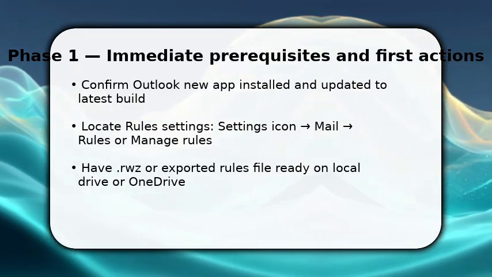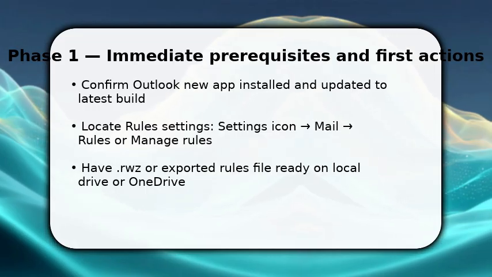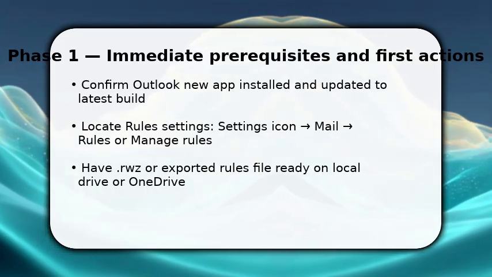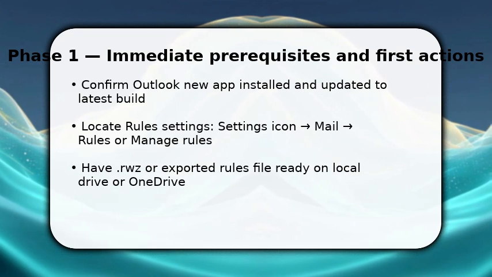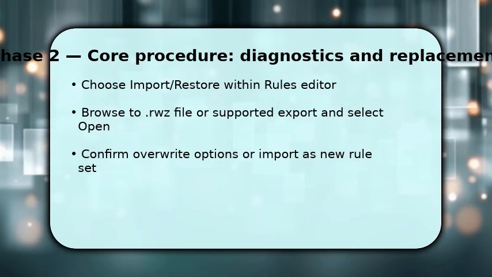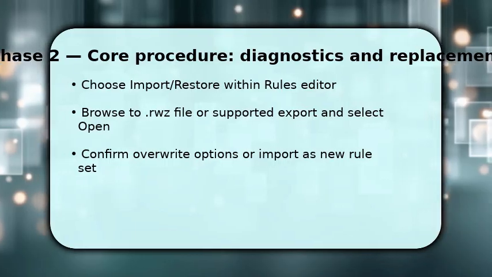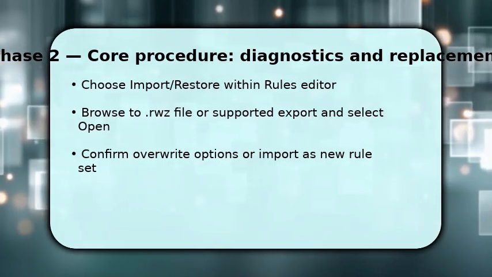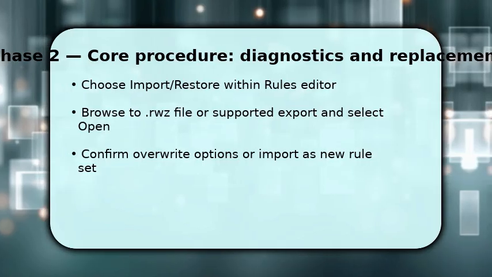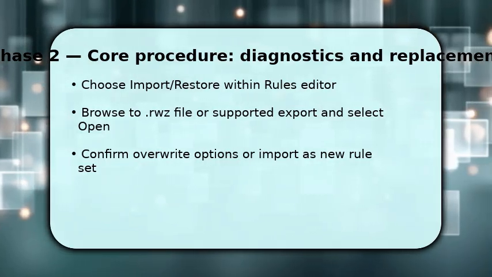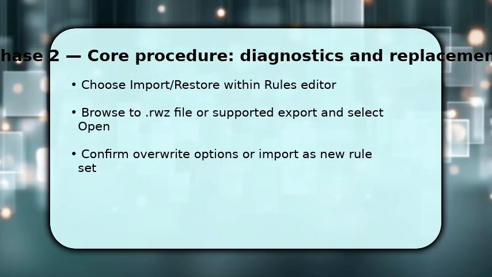By preparing the file and landing on the rules pane, you reduce interruptions and can begin import immediately, which speeds the process. You now import the file. Click Import or Restore inside the Rules editor so Outlook reads the rule definitions. When the file picker opens, browse to your RWZ or supported export, select it, and choose Open.